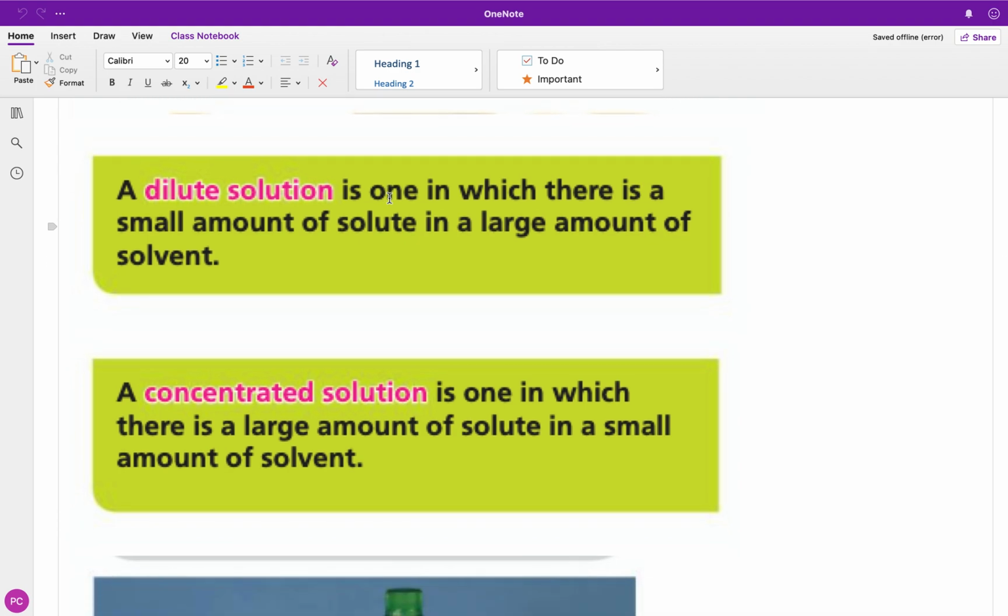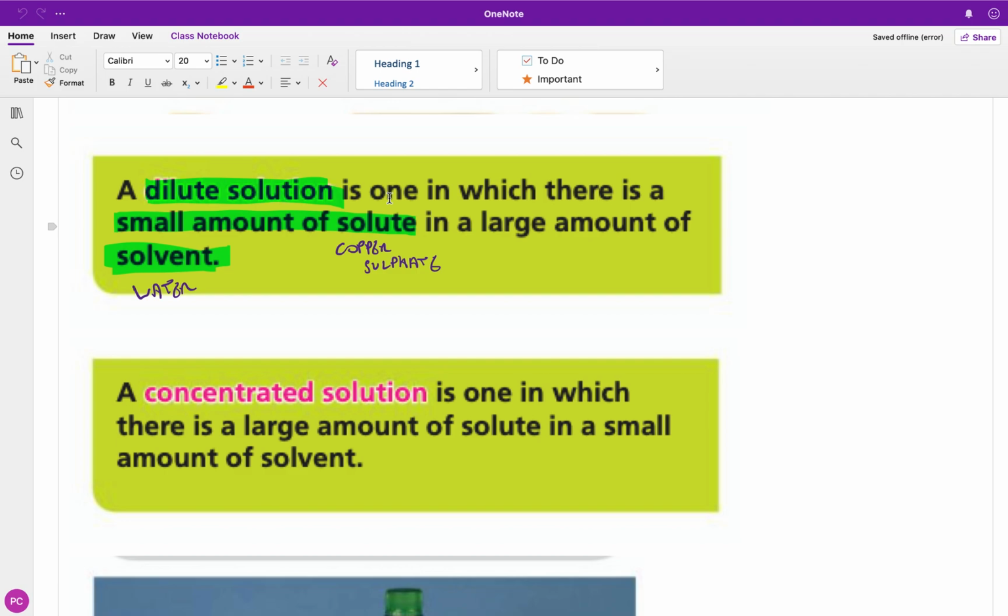Right, and what you had at the very beginning, when you added in 1 teaspoon of copper sulfate, was a dilute solution. So you only had a small bit of copper sulfate. It was kind of a pale blue colour. So there was a small amount of solute, in this case the copper sulfate, in a large amount of solvent. So it was light blue, you had a small bit of copper sulfate in the water.